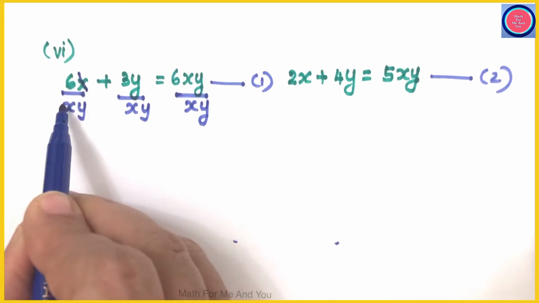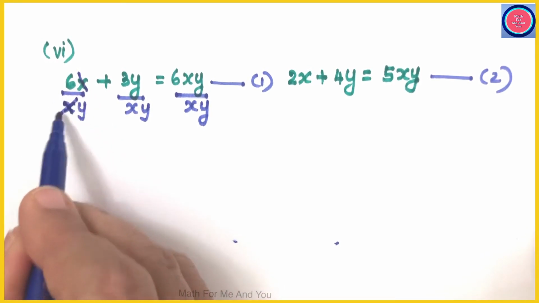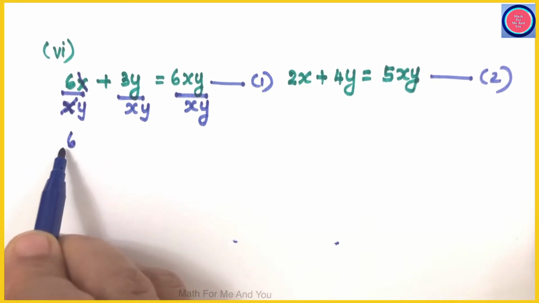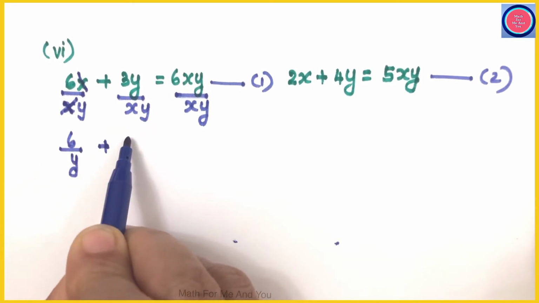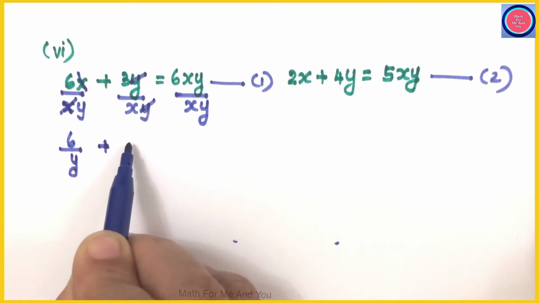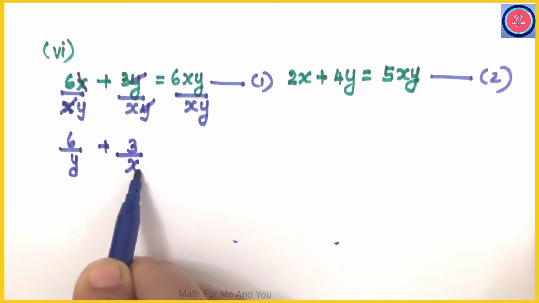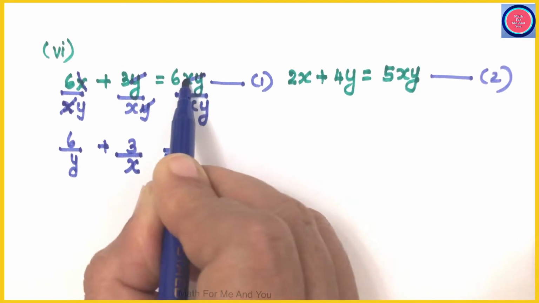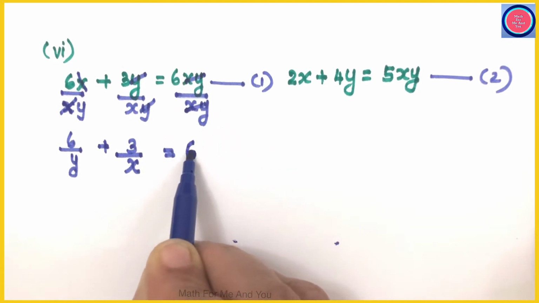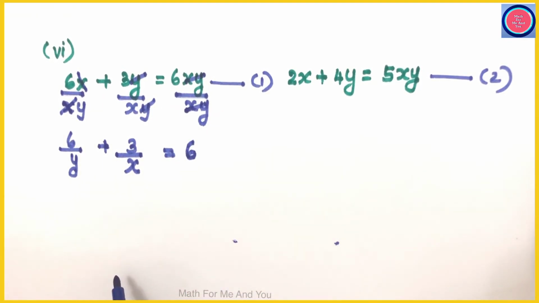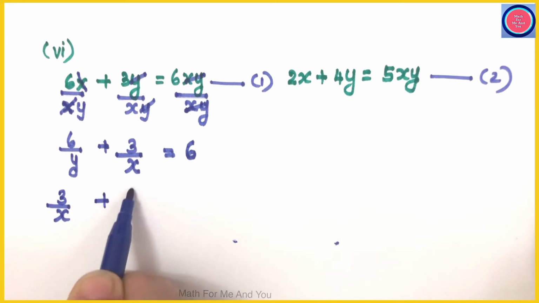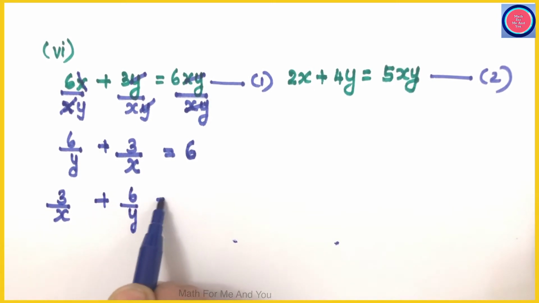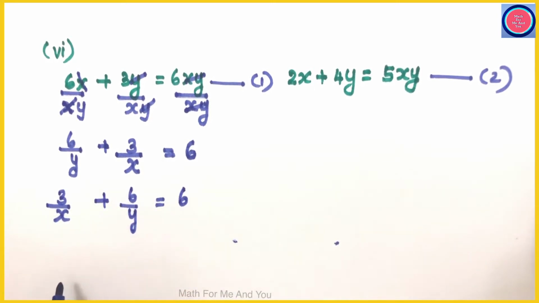Look at the first term. What is common? X. Okay, cancel. Then we get 6 over y. Plus in the middle, what we can cancel on the second term? Yes, y. Then we get 3 over x is equal to the right side. Xy completely cancel, we get only 6. But this is not a linear equation. We have to change. First of all, we can write x term in the beginning. 3 over x plus 6 over y is equal to 6. Now we know what to do.